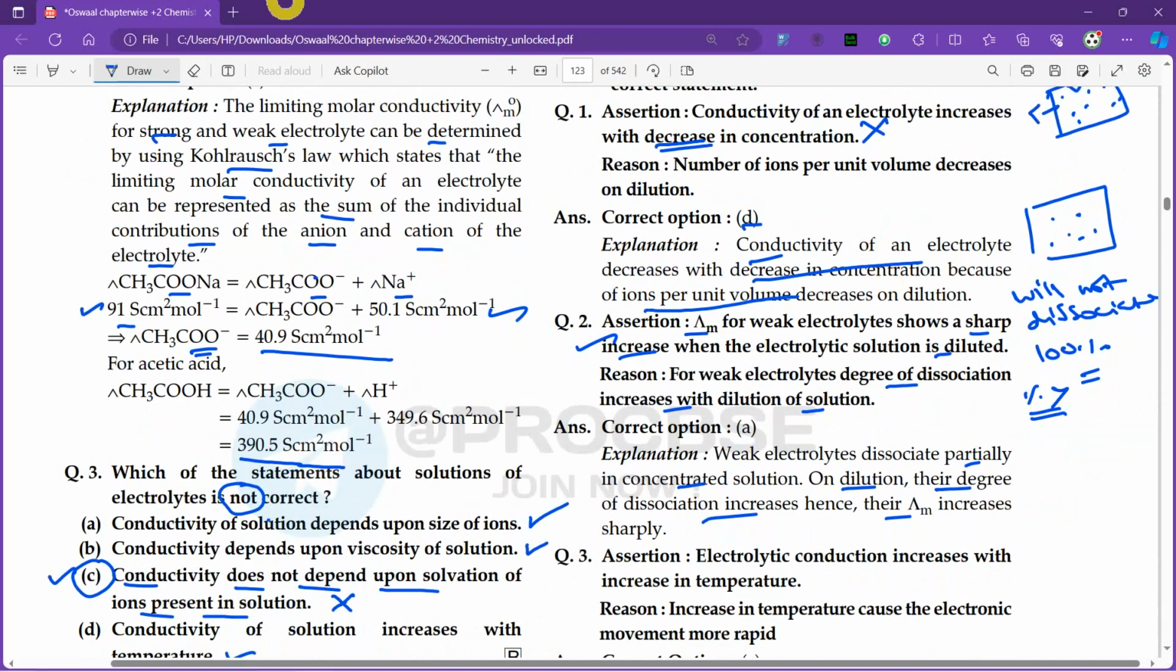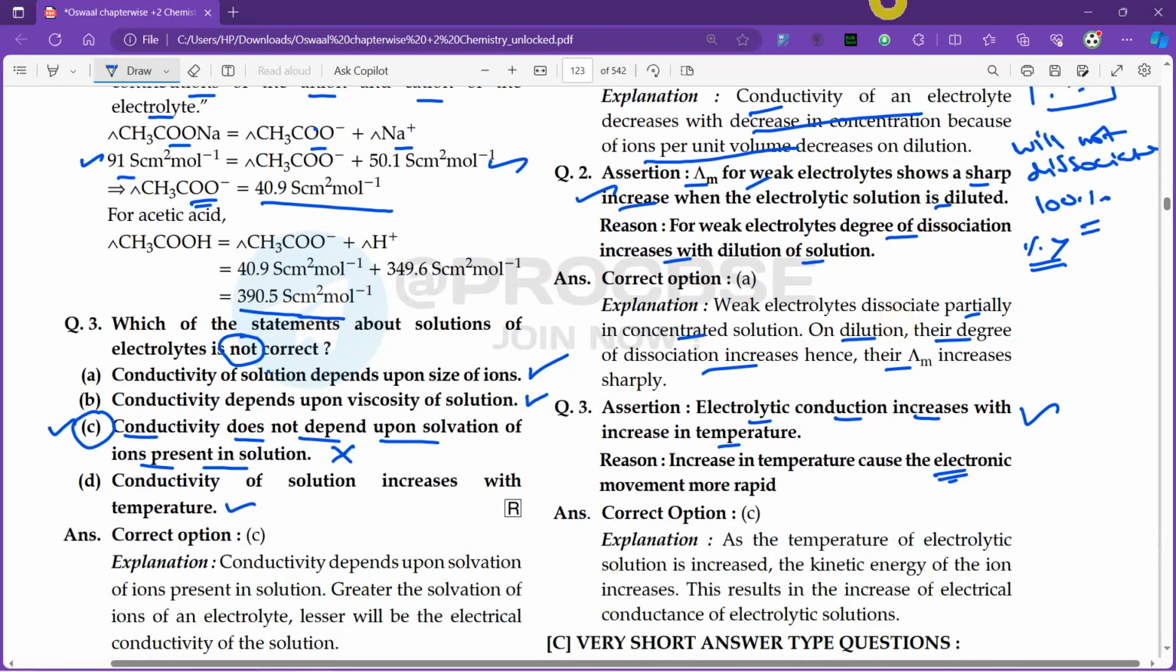Next, the electrolytic conduction increases with increase in temperature. Increase in temperature causes the electronic movement more rapid. Here we can understand that the conduction increases with increase in temperature. This we have seen in an objective just now, right? And the increase in temperature causes the electronic movement to increase. This is not a right thing. So the answer will be C here.